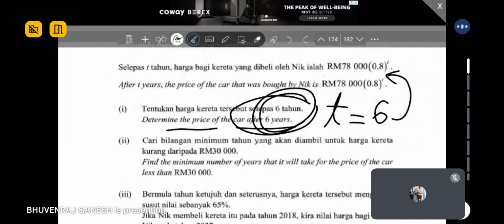Okay, so next one. They ask you to find the minimum number of years. So guys, the question here wants you to find what? They want you to find your T or they want you to find the RM?